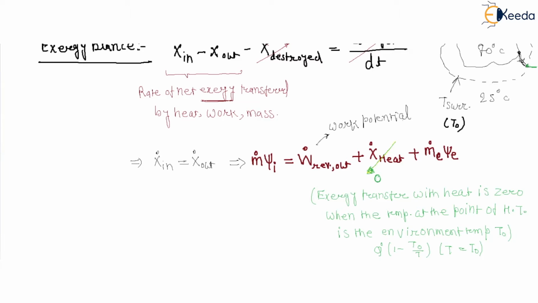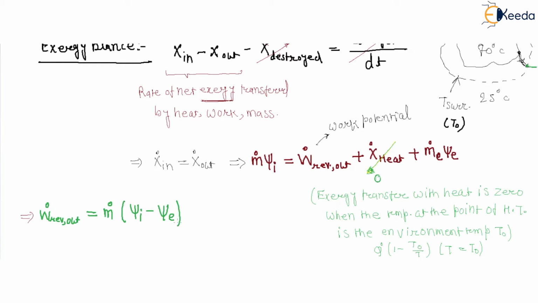What is that? This is the work potential. So work potential is at what? It is at the dead state. So the final temperature of the system is at the dead state, so there is no heat transfer. Right. So if you put all these values, what is W dot reversible out? M dot times the exergy at inlet minus the exergy at exit, right?